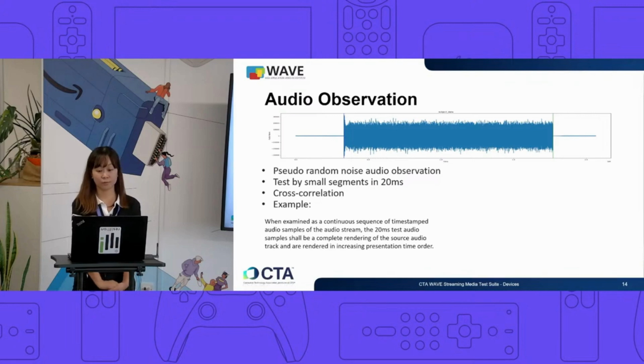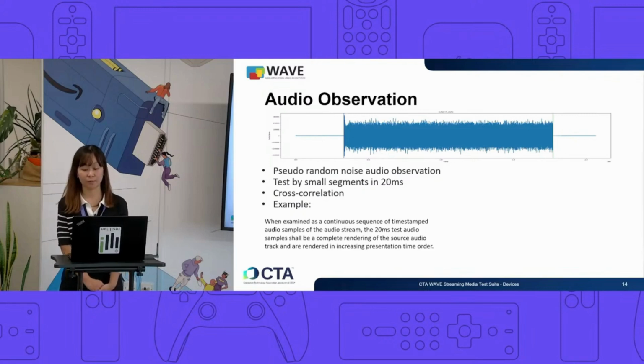For the audio observation, it reads the audio wave data to detect audio segments. The audio mezzanine is cut into small chunks of 20 milliseconds. A cross-correlation algorithm is used to compare the source mezzanine with the recording and obtain the timing offset for each audio segment that is presented in the recording.